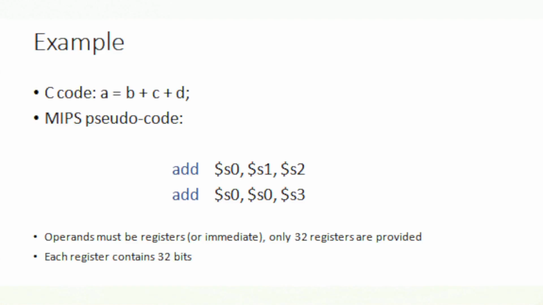And in the second line, we again write add, the opcode, and $s0 is the destination, since the previous instruction was saved in the $s0 variable. So we add $s3 to the existing $s0 variable and again store it in $s0. This is how basic MIPS code works.